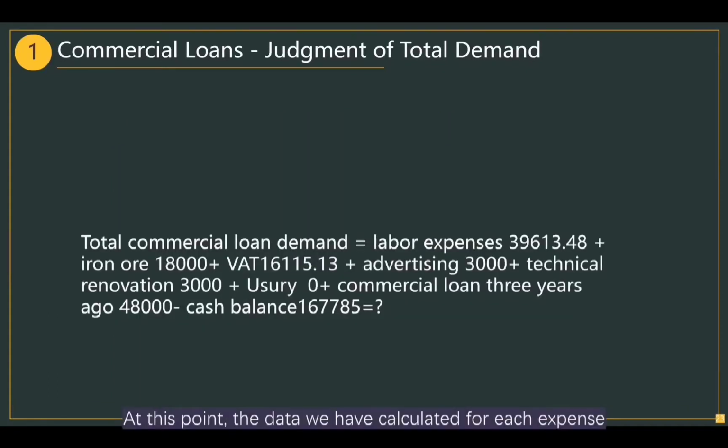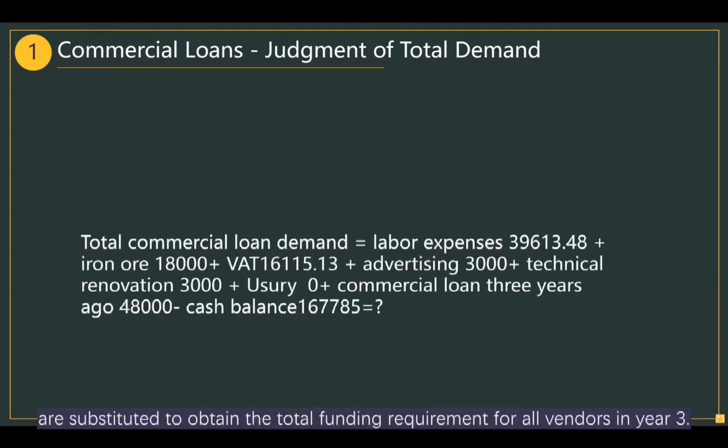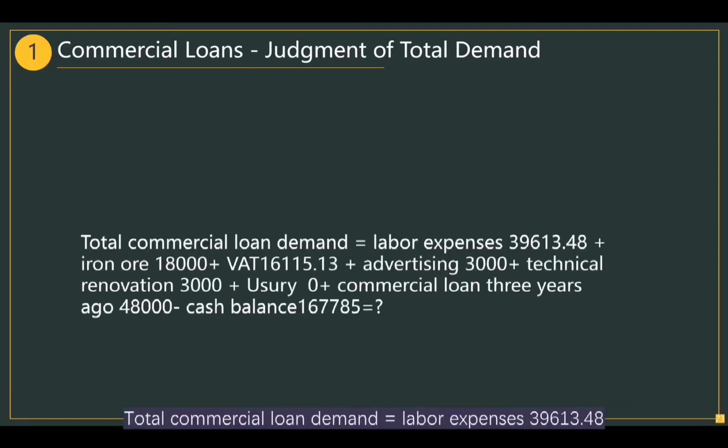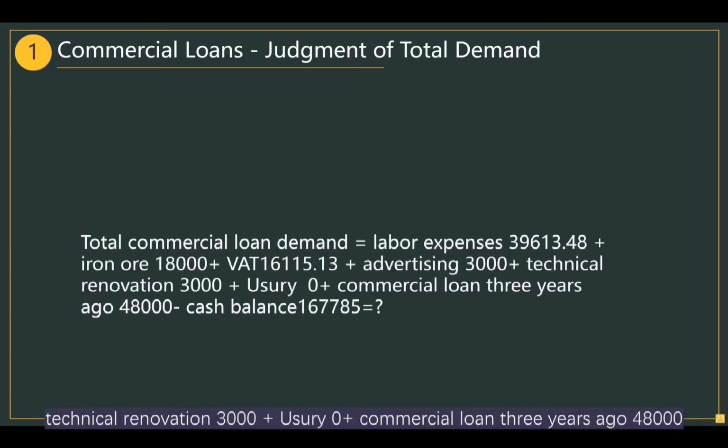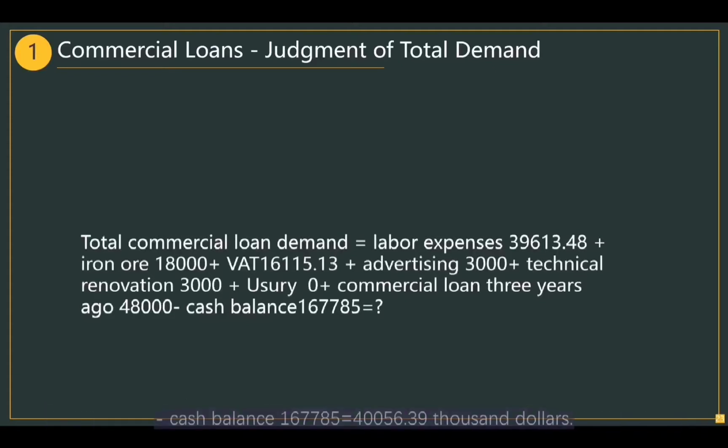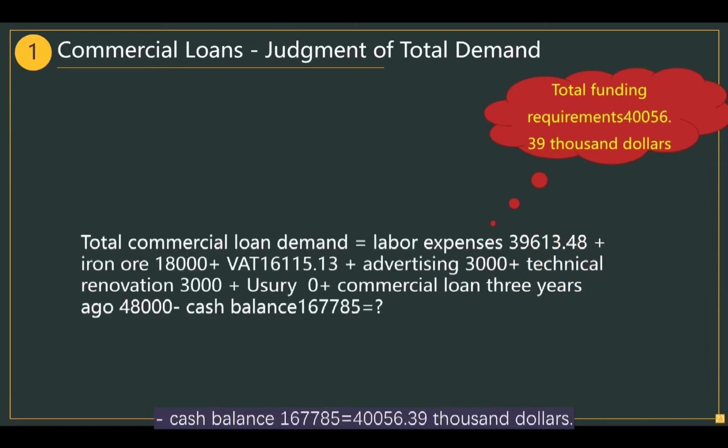At this point, the data we have calculated for each expense are substituted to obtain the total funding requirement for all vendors in year 3. Total commercial loan demand is equal to labor expenses 39,613.48 plus iron ore 18,000 plus VAT 16,115.13 plus advertising 3,000 plus technical renovation 3,000 plus usury 0 plus commercial loan 3 years ago 48,000 minus cash balance 167,785 is equal to $40,056.39 thousand.